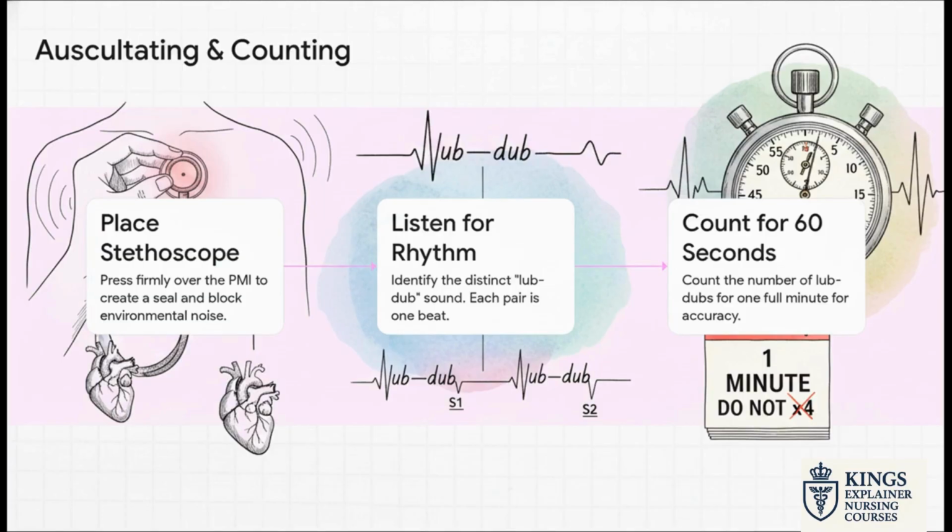And here's the most critical part. You have to count for 1 full minute. I know, it's tempting to count for 15 seconds and multiply by 4, but don't do it. A full 60 seconds is the only way to accurately catch the rate and any irregularities in the rhythm.